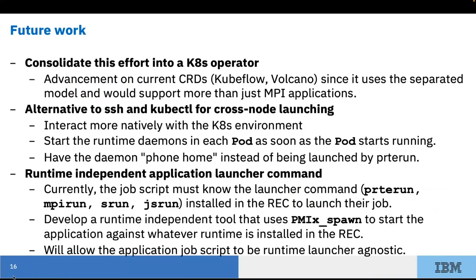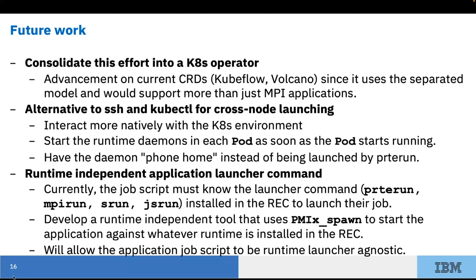Because we're almost to that microservice model, but the last step is what we need to do. First would involve consolidating this effort into a Kubernetes operator, involving a daemon set and taking it that last mile, connecting it to the Kubernetes environment and making it a piece of it. This would advance the MPI-focused operators that are currently available, things like Kubeflow's MPIJob and Volcano's MPI job mechanism, by using the separated model and being applicable to more than just MPI applications. Some of them are very specific to specific runtimes and MPI needs. This would generalize it a little bit.